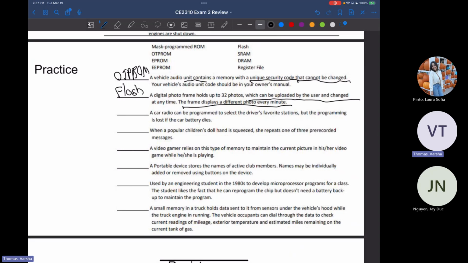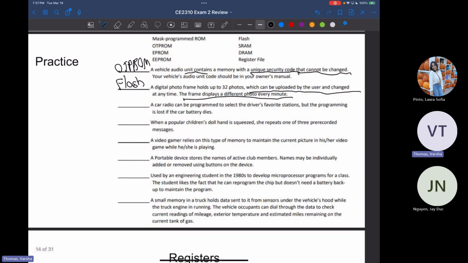A car radio can be programmed to select the driver's favorite stations, but the programming is lost if the car battery dies. So with this hint that says that if the car battery dies, we know it's RAM, and now we just have to decide which one it is.